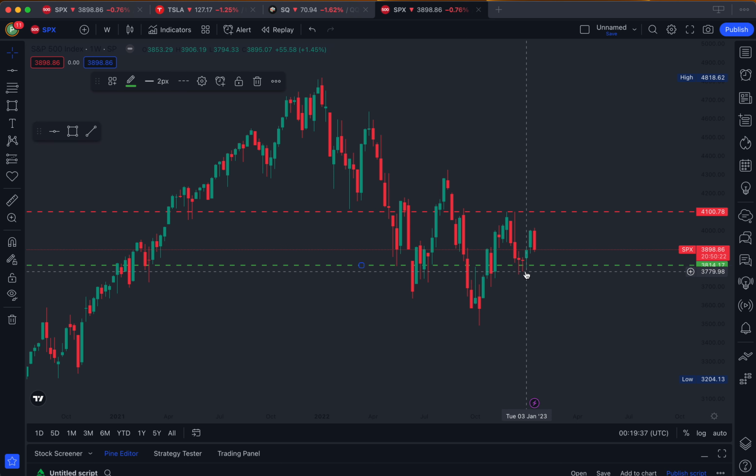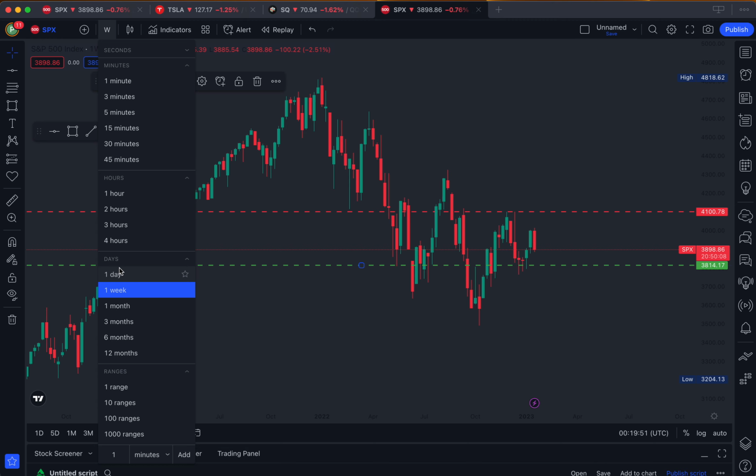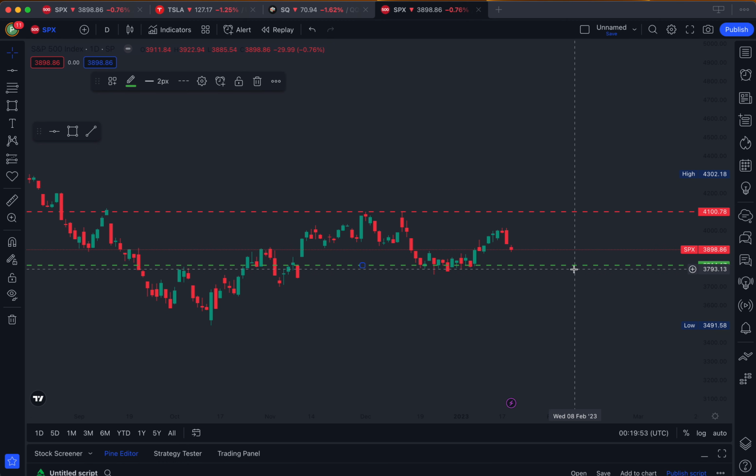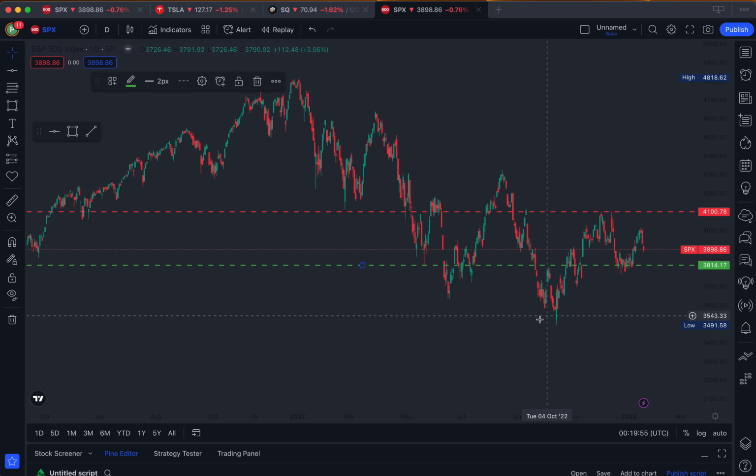For instance, we got one right here, and there's a wick over here that supports that. I could mark that right now, but for the sake of time, I'm going to go into our daily chart and do some similar stuff. So let's zoom out here.